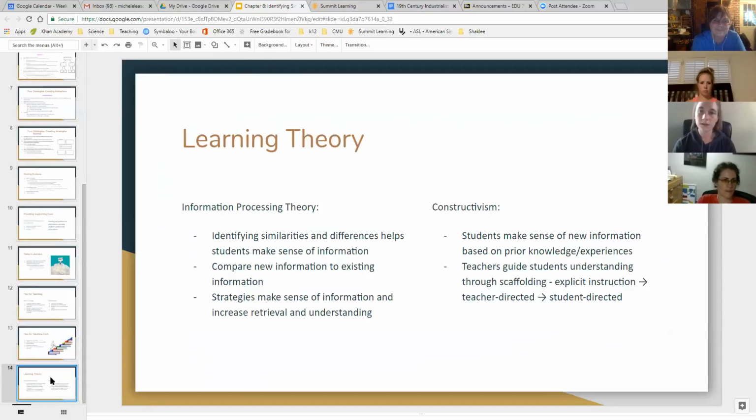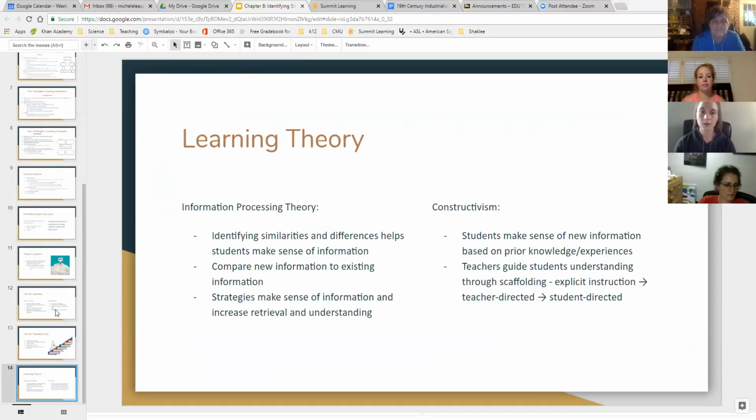The learning theories that I felt connected to these strategies, there were two of them that fit really well. The first one was information processing theory. This is because as students are identifying similarities and differences, it helps them make sense of information, as well as compare new information to existing knowledge that they might already have. Using these strategies to help make sense of information and build upon the knowledge they already have increases their retrieval and understanding of that information.